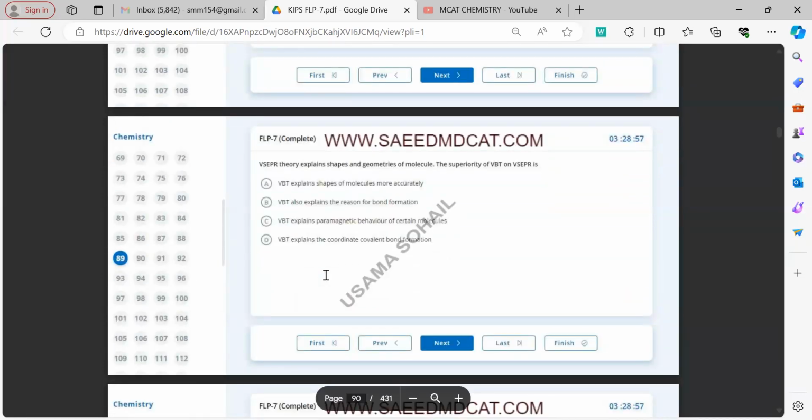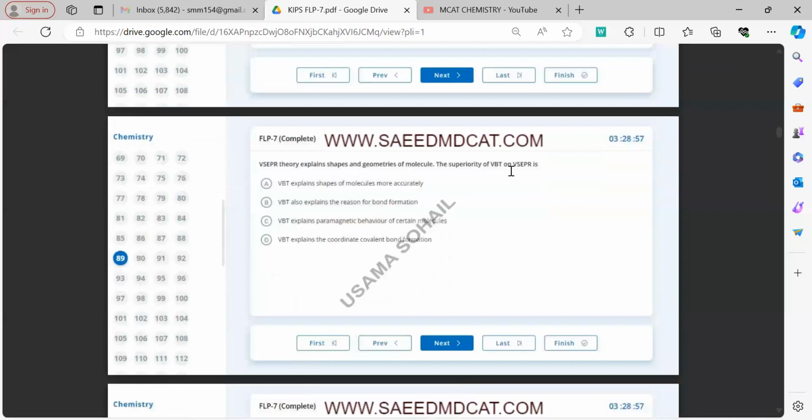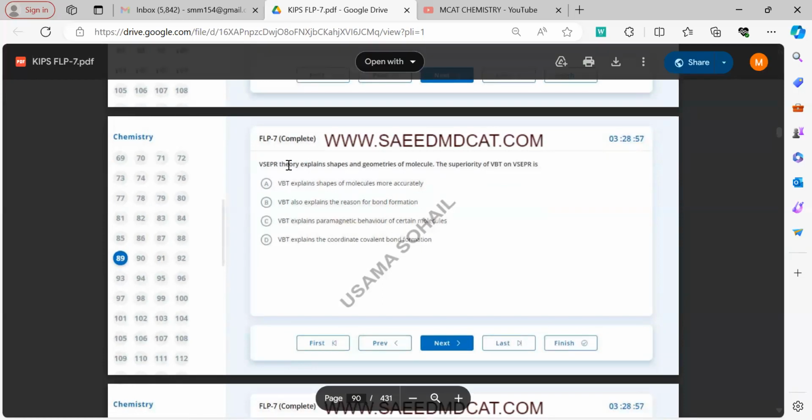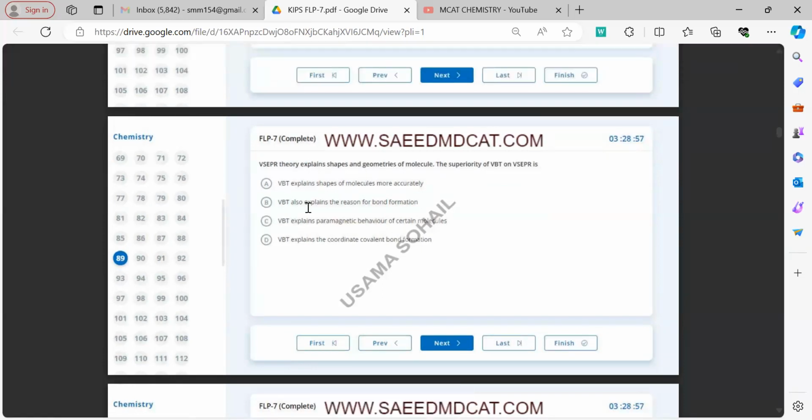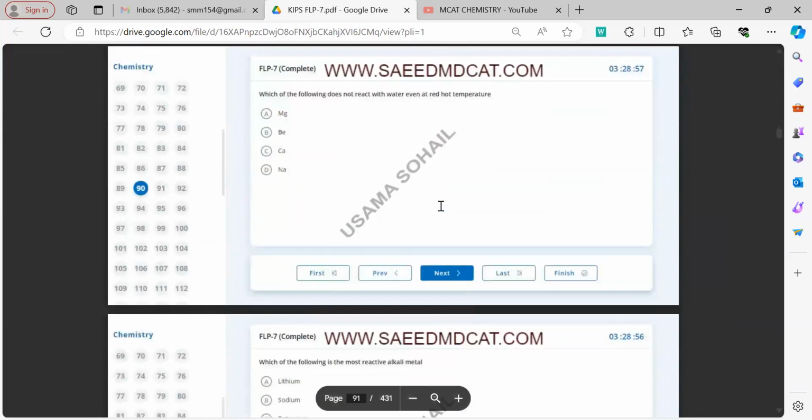Now, in question number 89, they talk about the VSEPR theory and the valence bond theory. The VBT talks about the bonding of the molecule, whereas VSEPR mainly concentrates on the shapes and geometries of the molecules. So VBT explains coordinate covalent bond formation. VBT also explains the reason why bonds are formed.